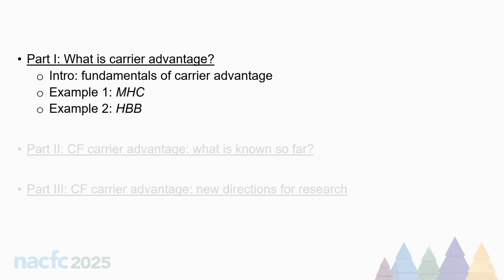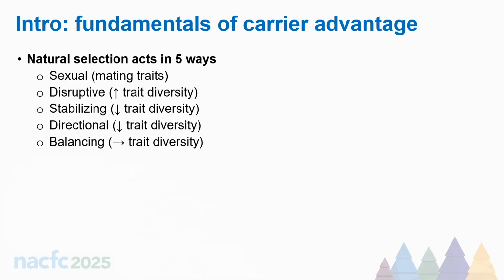In part one, we're going to look at the fundamentals of carrier advantage, and I'm going to give you two examples of this that are well known in the literature. The first one is major histocompatibility complex, which is an immune-related gene. The second one is going to be hemoglobin beta chain. So let's dive right into it.